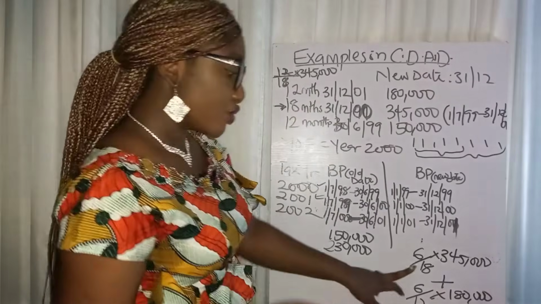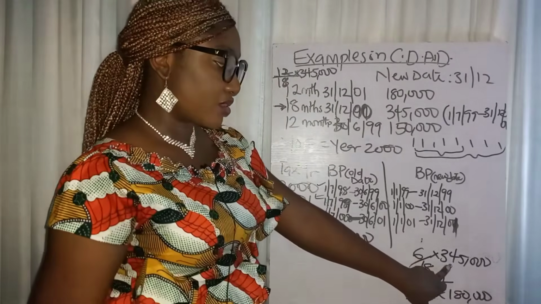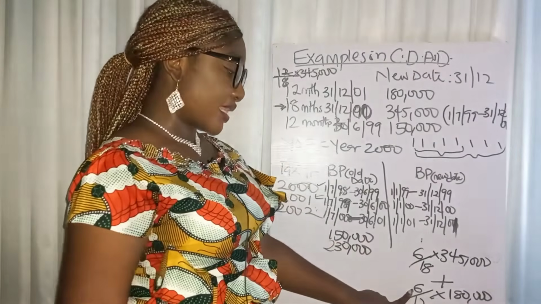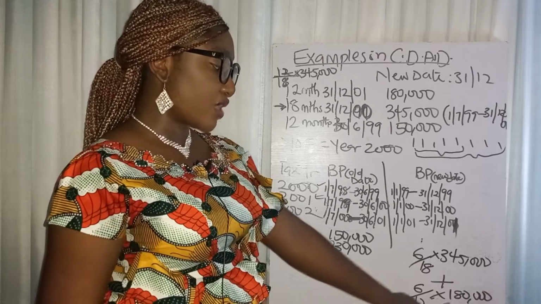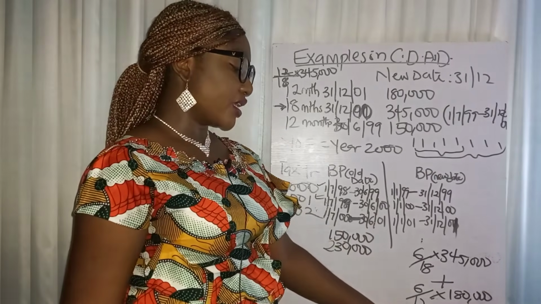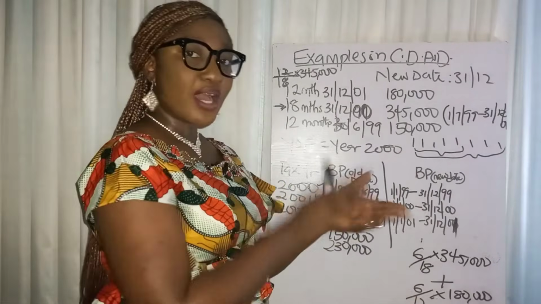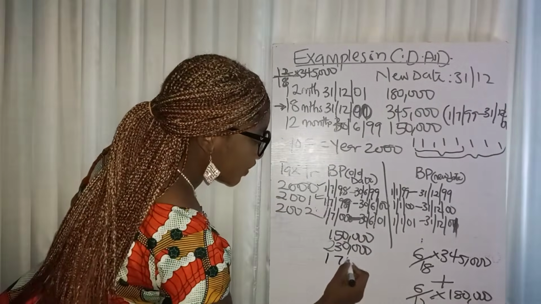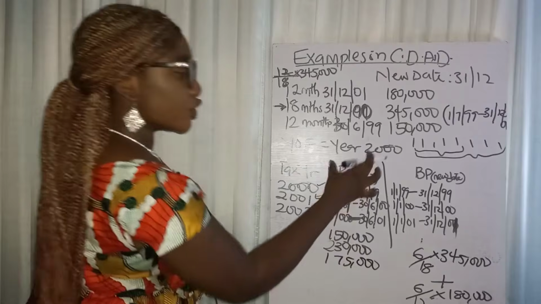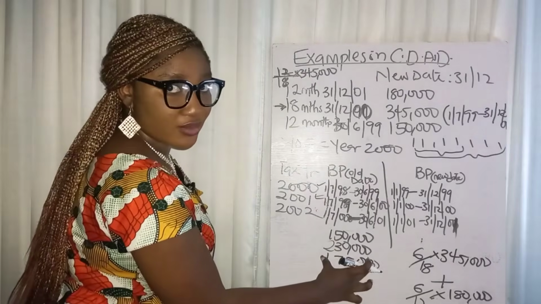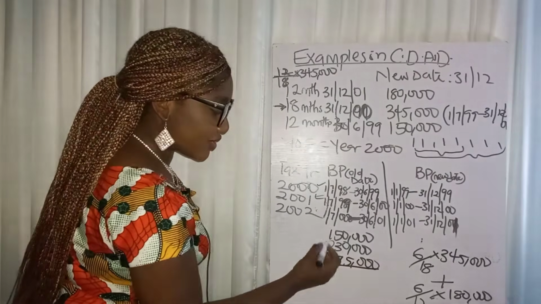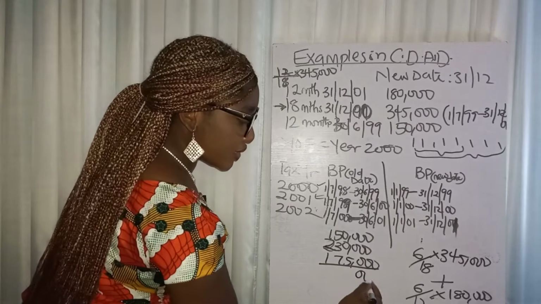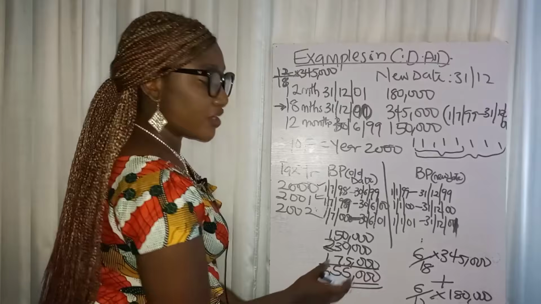So that is it. 6 over 18 times 345,000 gives us 115,000. And then 6 over 12 times 180,000 gives us 60,000. So by the time you add the two of them together, you get 175,000. So we have 175,000 for the old date assessment. When you add these three together, you will get something around 555,000.